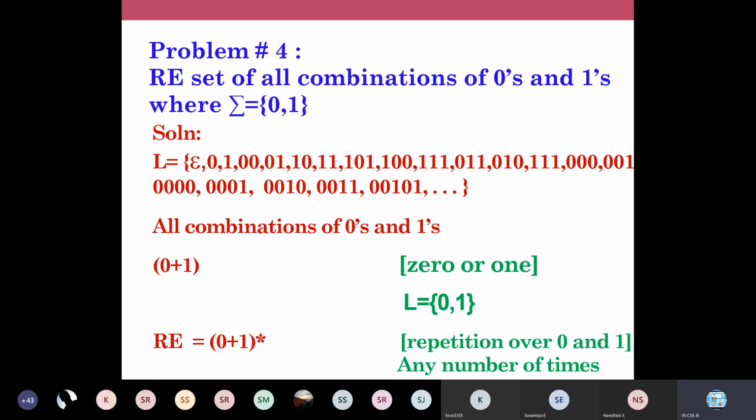Okay, so for you to understand, I've written these statements. You just understand this is not the answer. Okay. So if I'm defining the regular expression as 0 plus 1, it defines a language with just a 0 and 1. You'll have only two strings, each of length 1. But I want all these strings, of all lengths.